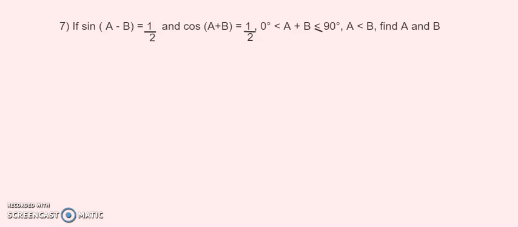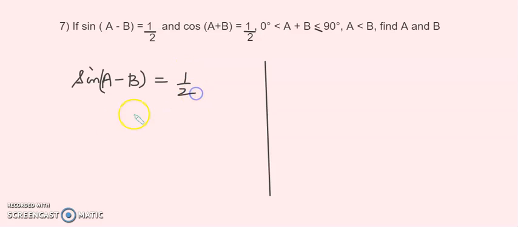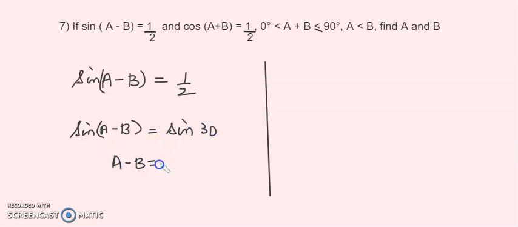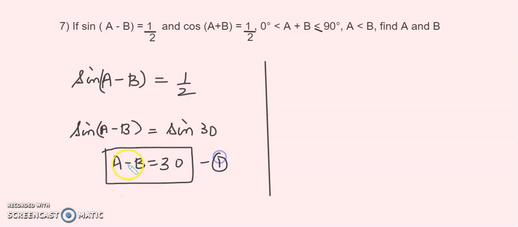Again, we have cos a plus b and sin a minus b. So sin a minus b is given to be a half, right? So which angle for sin is half? Yes, sin 30, right? So sin 30 will be a minus b. That means a minus b is 30 degrees, correct?